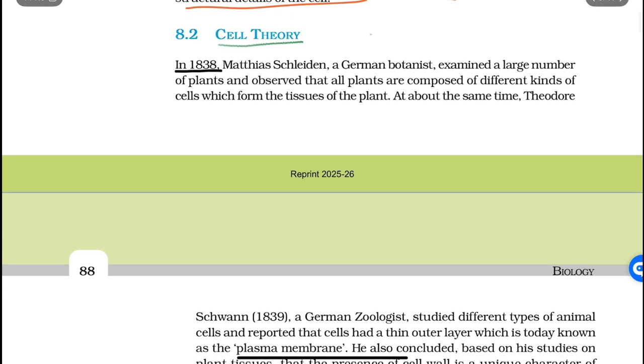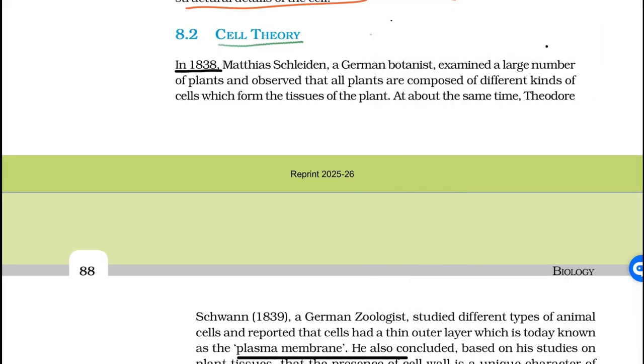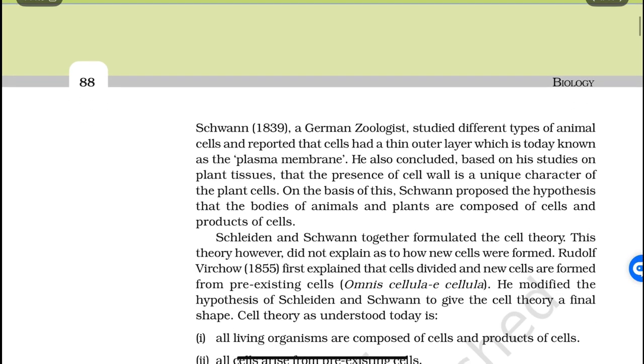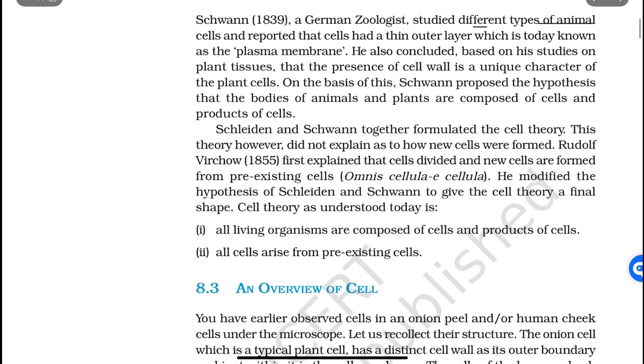In 1838, Matthias Schleiden, a German botanist, examined a large number of plants and observed that all plants are composed of different kinds of cells which form the tissues of plants. At about the same time, Theodor Schwann, a German zoologist, studied different types of animal cells and reported that cells have a thin outer layer which is today known as the plasma membrane. He also concluded, based on his studies on plant tissues, that the presence of a cell wall is a unique character of plant cells.